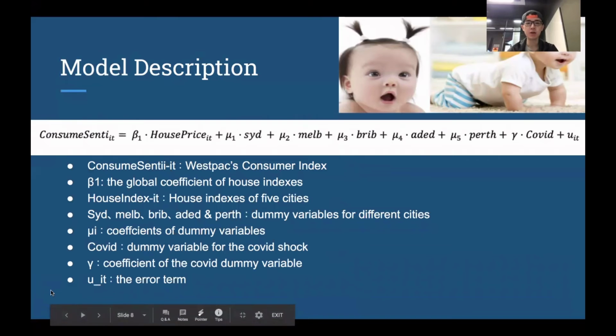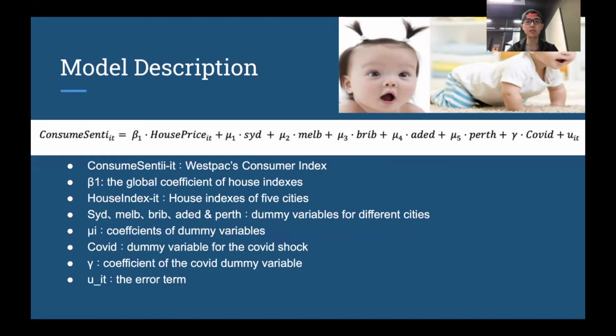So here's how our final model looks, and I will provide general explanations for each of the components of this model. Consumer sentiment is our dependent variable, which is represented by Westpac's consumer indexes that are published monthly. Next one is beta 1, multiplied by the original data house price. And this represents the global coefficient of house price effects on consumption across 5 cities.